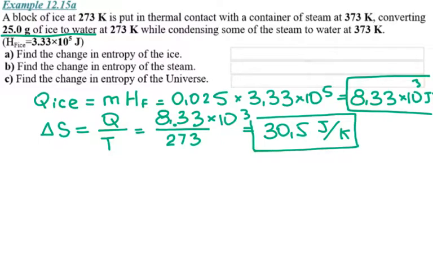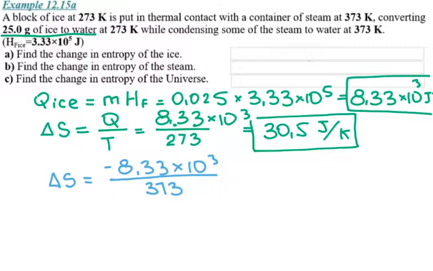And then for the second part, they ask you to calculate the change of entropy of the steam. When the steam was giving away the heat to melt the ice, some of it was condensed into water. So I need to find how much heat was lost in this case. Again, I'm going to calculate the entropy. The heat lost by the steam is the same number, 8.33 times 10 to the 3rd, and the temperature at which condensation is happening is 373, 100 degrees Celsius. So I get negative 22.3 joules per Kelvin.